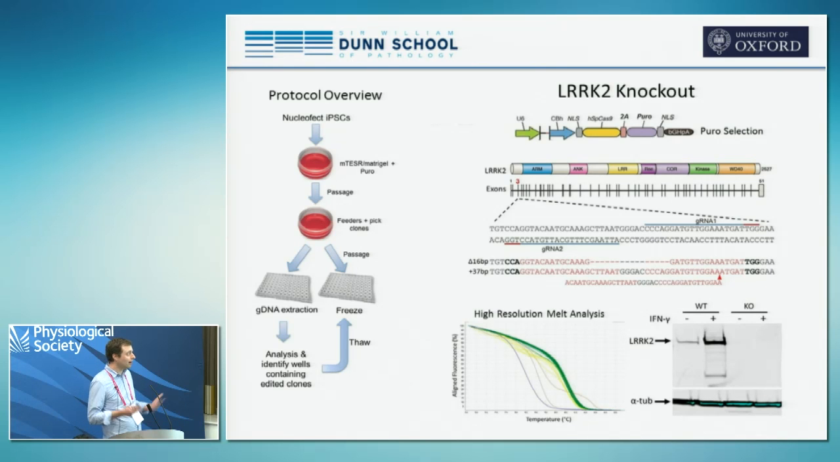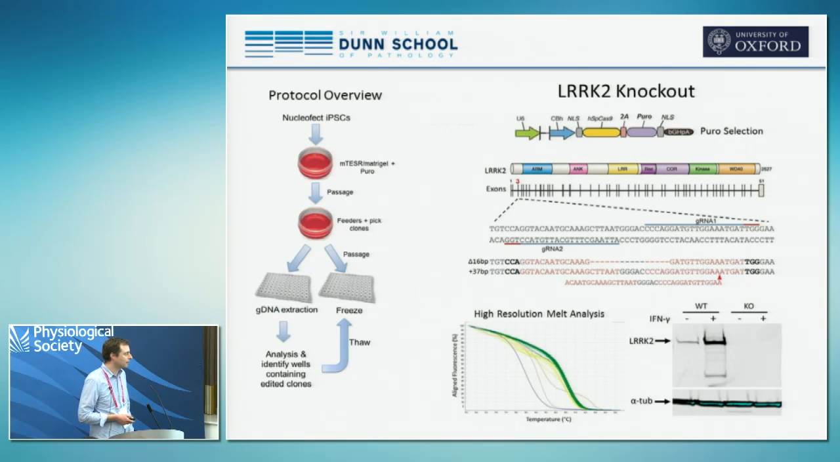So to generate a knockout, I think we've covered this in great detail today. It's a fairly simple procedure. All we do is we target a fairly early exon in the gene, and hopefully we'll generate a biallelic frameshift that'll knock the gene out of frame. And we screen all of these clones that we produce using high-resolution melt analysis. It's a really easy way of looking for knockouts.